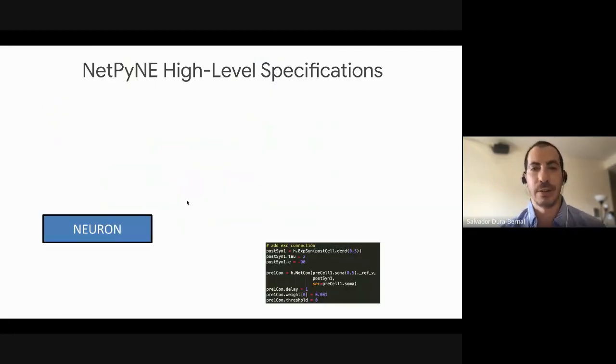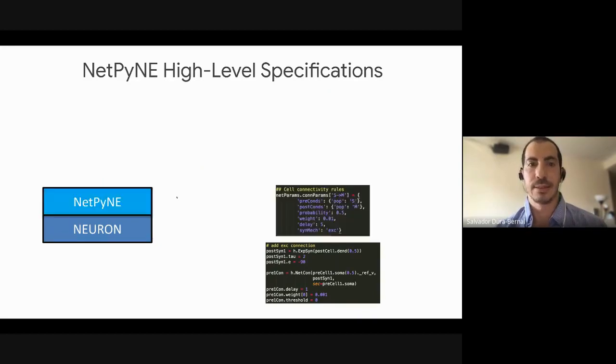So just to clarify the relation between NetPyNE and NEURON, here NEURON is always at the bottom. It's the sort of backend simulator tool that we're using. This is some example code in NEURON where you would use this code to create a synaptic connection.